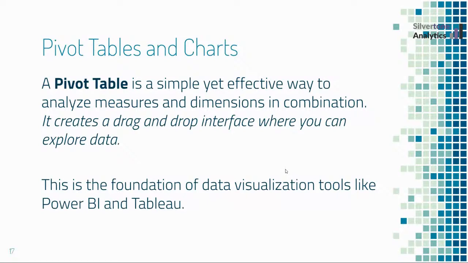All right, so now we're getting into the juicy tidbits here. Pivot tables and charts are the most effective and easiest way for you to uncover insights within Excel. A pivot table allows you to analyze measures and dimensions in combinations. The way it does this is you get a drag and drop interface. So you can look at the aggregation of sales across different states or by different categories. And this is the foundation. This is kind of like the pre-evolution of Tableau and Power BI.